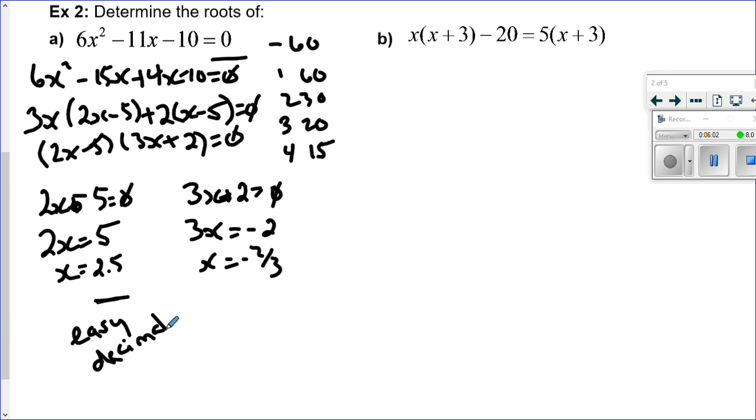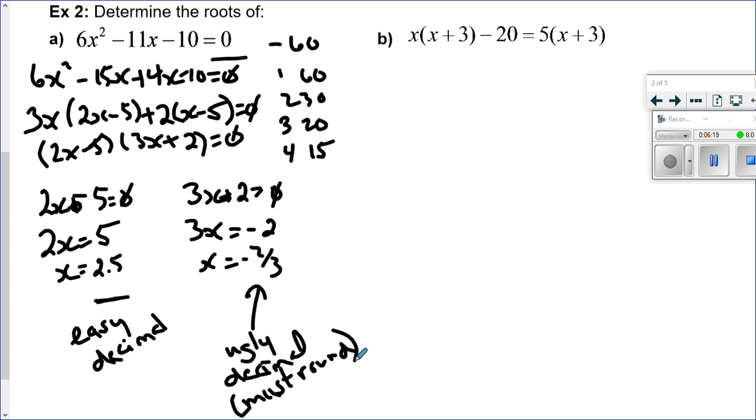So like 2.5 is a nice, easy decimal. This is an ugly decimal. And as soon as you have to round, you lose all kinds of accuracy. Okay, so continuing on, here we don't have it equal 0, which is bad. So we gotta make it so that it is equal 0.